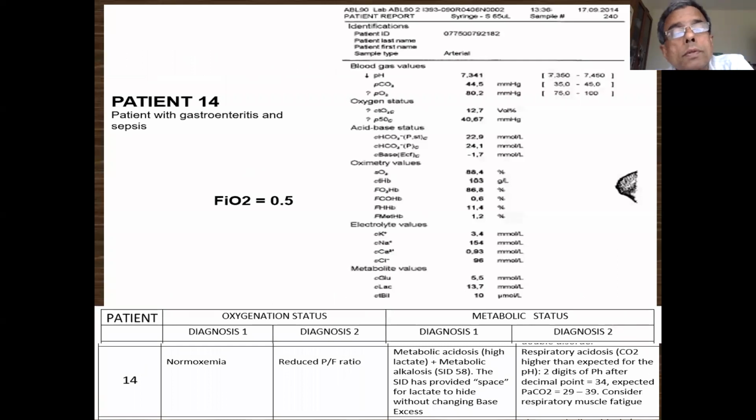This is a patient who comes with gastroenteritis and sepsis. Oxygenation is fine. PF ratio is reduced. He's definitely got a metabolic acidosis.